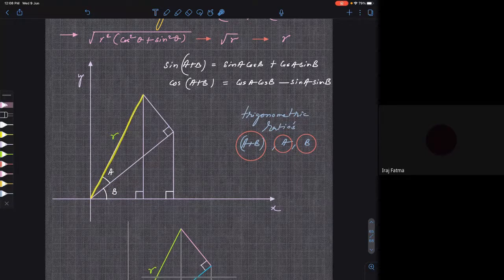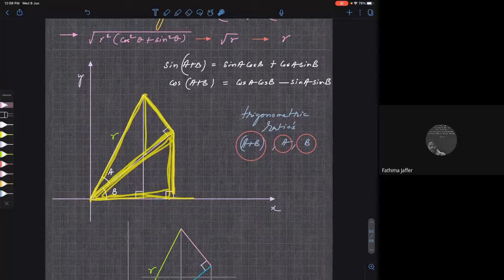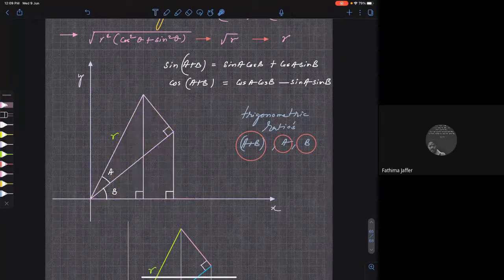Yes, sir. So I have this line, I have this line, and this is x-axis. And from here I am dropping perpendicular. Now I got a right angle triangle containing angle A. Okay. From here I am dropping a perpendicular. Now I got a right angle triangle containing angle B. Clear? And from here also I dropped a perpendicular. Now I got one more right angle triangle containing angle A plus B. Now I have three triangles which have angle A, angle B, and angle A plus B. And all those three triangles are right angle triangles. Do you agree?